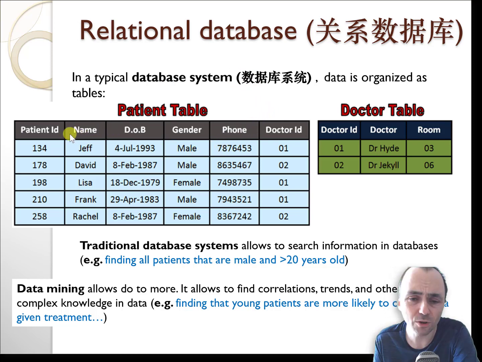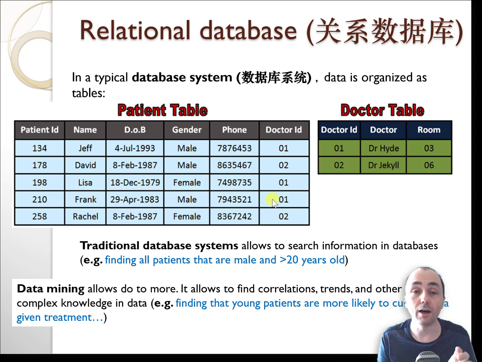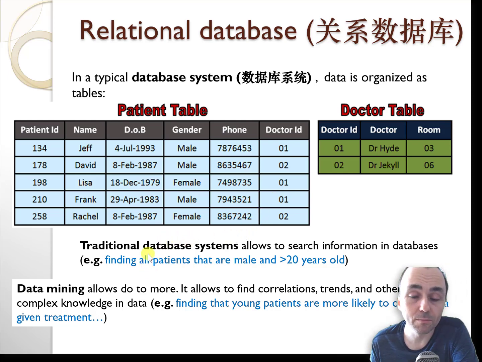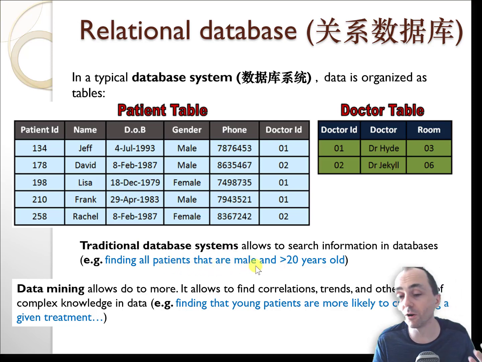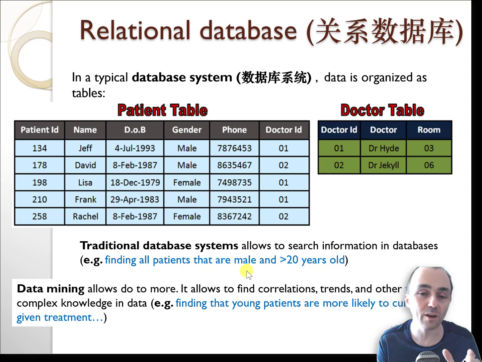Okay, so if we have data like this, we could analyze it to find patterns maybe about the people visiting the hospital. So normally, if we have a database like this, we could use a language like SQL, okay? With a traditional database system, we could do some search, like find all the patients that are male and more than 20 years old. This will find some result. But data mining is more than this, okay? So here I want to highlight the difference between data mining and just searching in a database.